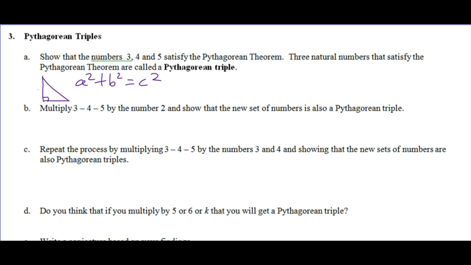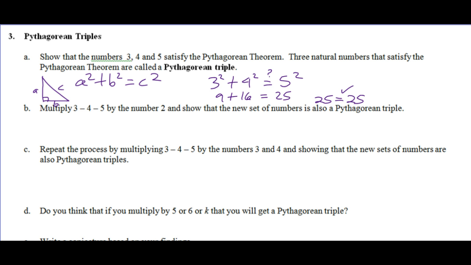It looks like this. I got a 90-degree triangle, and there's a, b, and c. C is the hypotenuse, right? So it says the sum of the squares of the two legs of the triangle will be equal to the square of the hypotenuse. So that means we want to say, is 3 squared plus 4 squared equal to 5 squared? So 9 plus 16 equals 25, and 25 equals 25, and that's true, right?